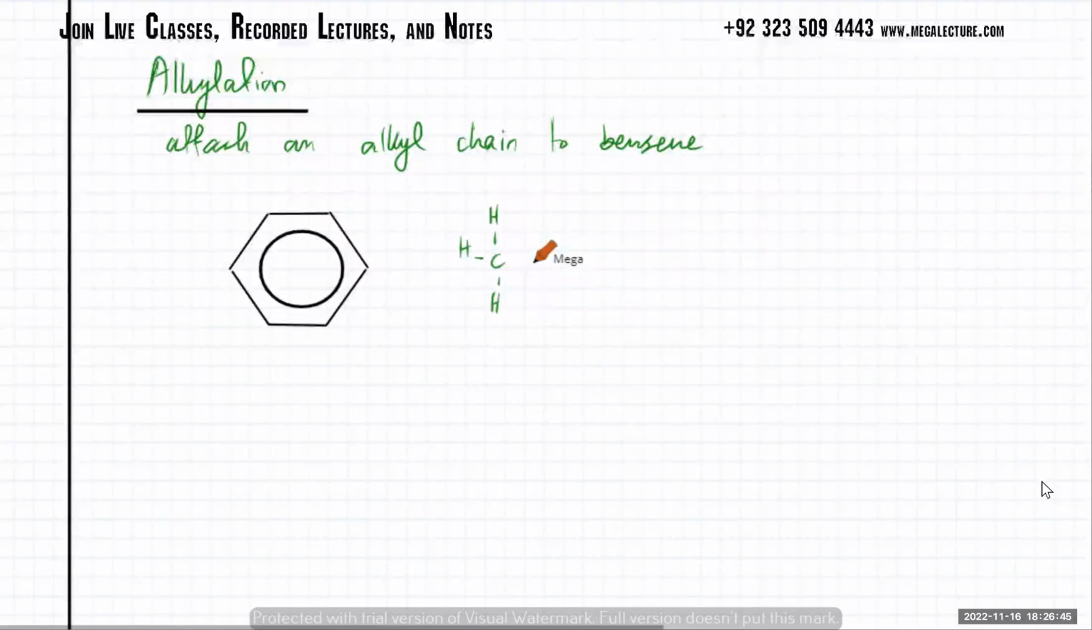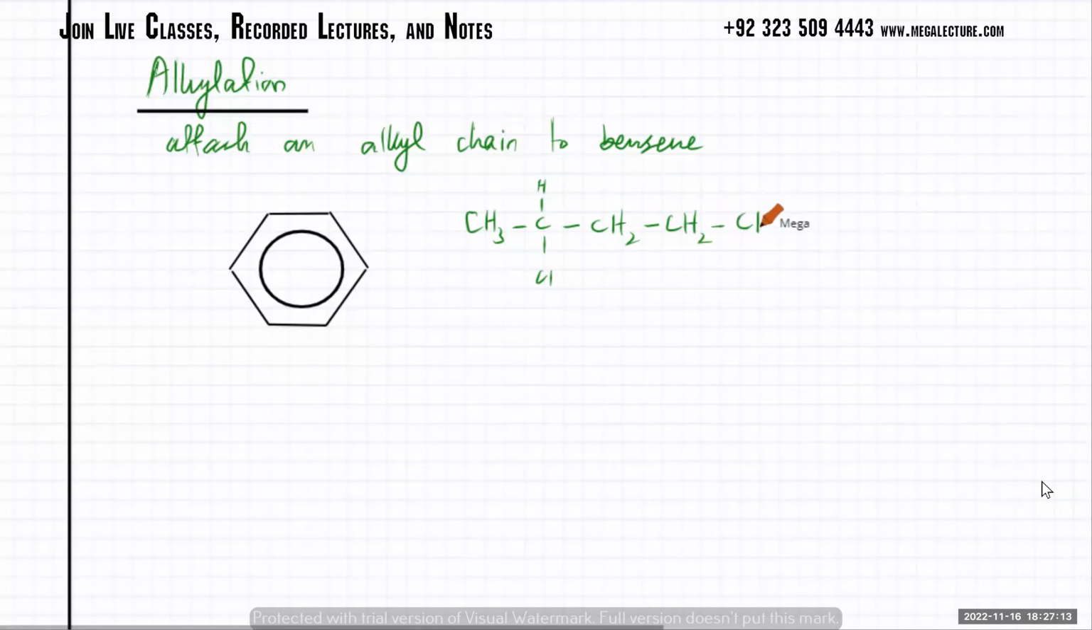So there's H, let's make it CH3. So there's a halogen attached, so there's H, and there's Cl, then there is... so for example, this one.